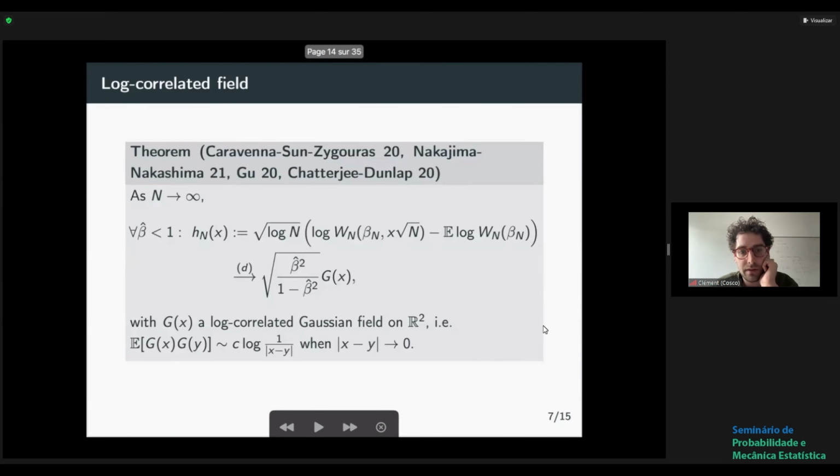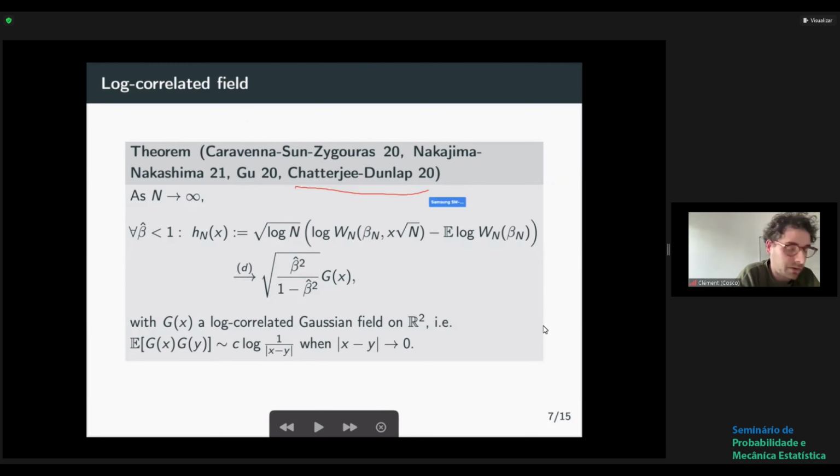And somehow this result tells us that in this regime where beta hat is strictly less than 1, there is no hope to find such interesting behaviors, in the sense that the limit you find is Gaussian. It's not a completely trivial object, because a lot of things appear for the Gaussian free field. But at least, many people wanted to understand this limit to really show that you don't find again the KPZ equation in this regime.